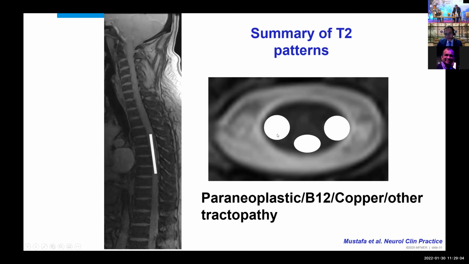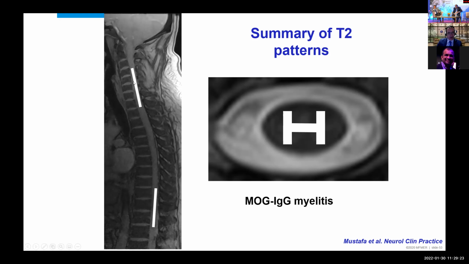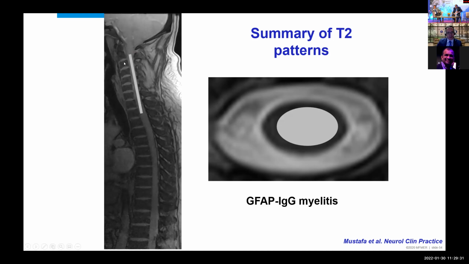With paraneoplastic, you may have this signal abnormality that extends along the lateral columns. Nutritional deficiency, you may have this along the lateral and dorsal columns. And then if you have anybody with a long lesion within the thoracic spine, you want to be thinking about a dural AV fistula, and you may see these flow voids in association. And MOG antibody myelitis can have long lesions and often involves the conus, and sometimes you have this H sign, as we mentioned earlier. And then with GFAP, it tends to be a more hazy T2 hyperintensity.